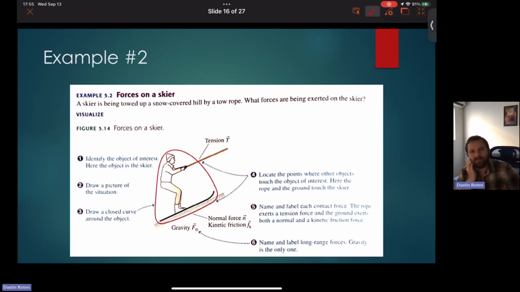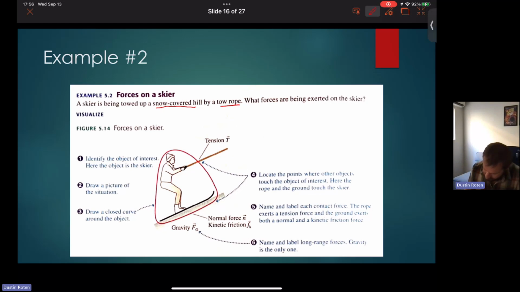Okay, let's do the same thing again, but with a little harder example. So here we have a skier that is being towed up a snow-covered hill by a tow rope. So here's some key words: snow-covered, probably means a little bit of friction, but not a lot. It doesn't say frictionless, so we're going to assume that there's a little bit of friction. He's actively being towed up the hill, so that means that there's some motion. And then there's also a tow rope, so that means there's going to be some tension.